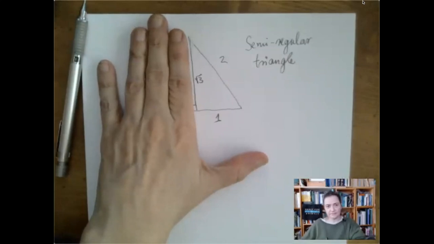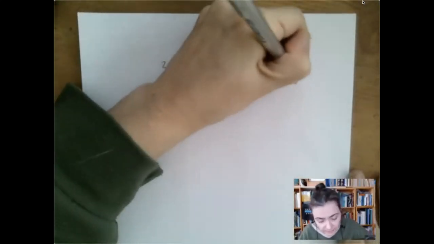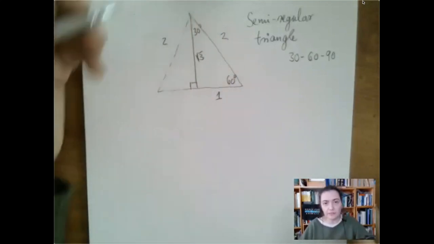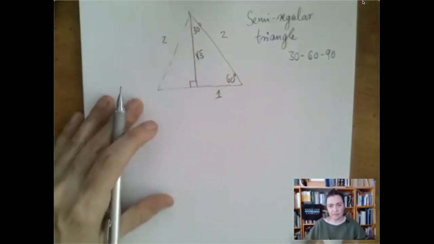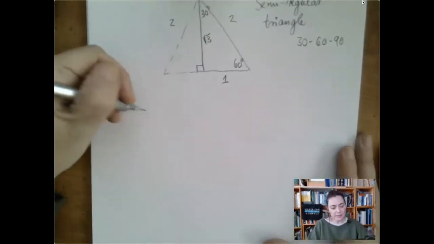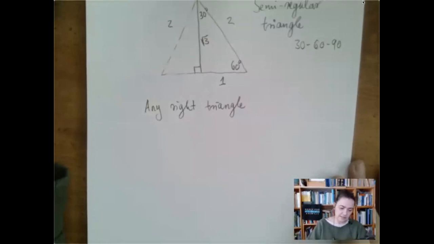30, 60, 90. Yeah, and some people refer to it as a 30, 60, 90 triangle. That's the same as a semi-regular triangle. You're going to see a lot of this, but it's important for you to remember this is where it's coming from, because, and it took me a while to recognize this, I think this has to do with congruences.